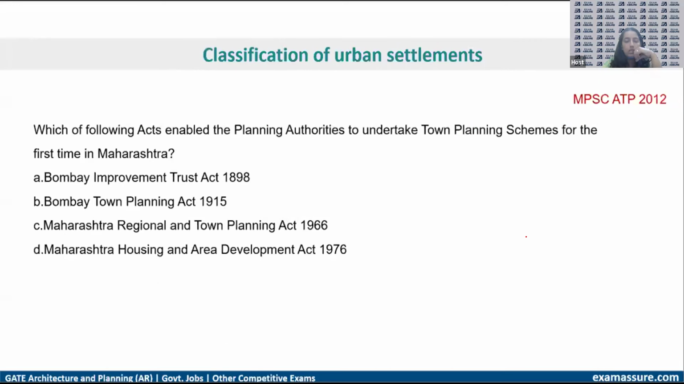Okay, let's try these questions. Which of the following acts enabled the planning authorities to undertake town planning schemes for the first time in Maharashtra? Correct. That is the Bombay Town Planning Act of 1915.